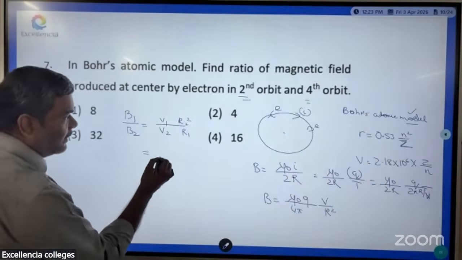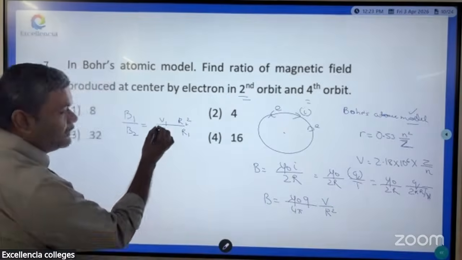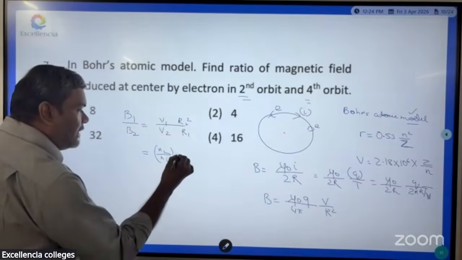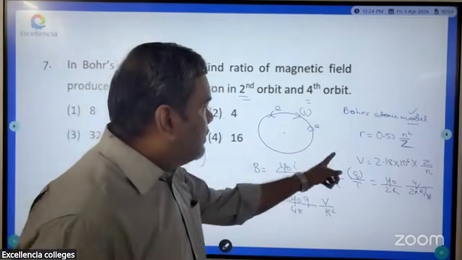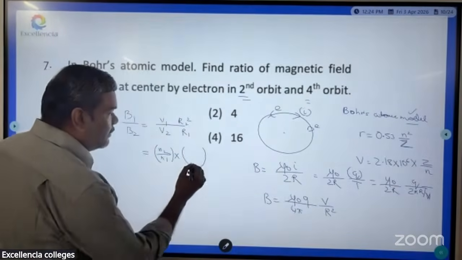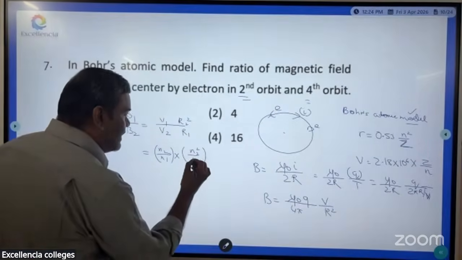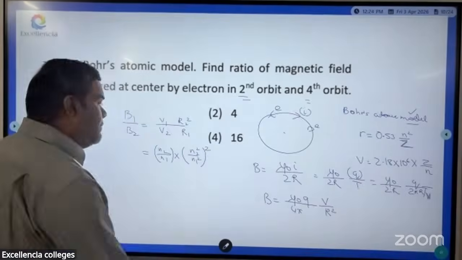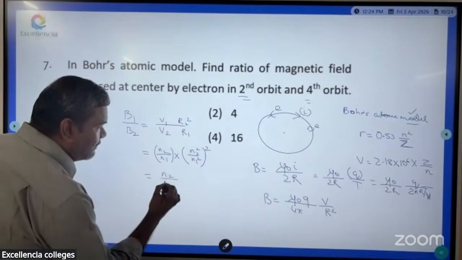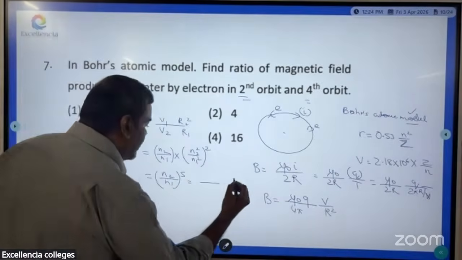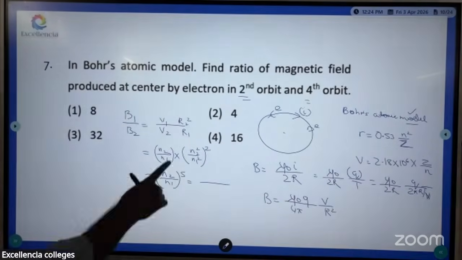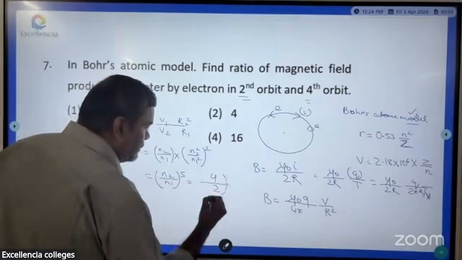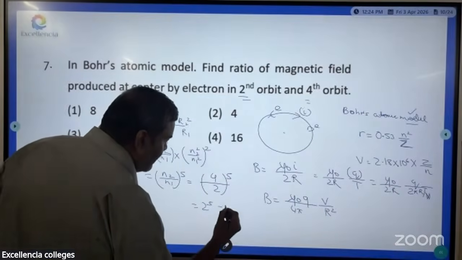So B1 by B2 is proportional to this thing. The v1 by v2 ratio is inversely proportional, so this will become n2 by n1 here. And then we will write R2 by R1. So the R2 by R1 ratio will again become n squared by Z, so R2 by R1 will become n2 squared by n1 squared. Right. And we have R2 by R1 whole squared. It will become n2 by n1 whole thing to the power 5. So n2 by n1 to the power 5. n2 is our 4, and n1 is 2. So 4 by 2 to the power 5. That's going to give me 2 to the power 5. That's 32.